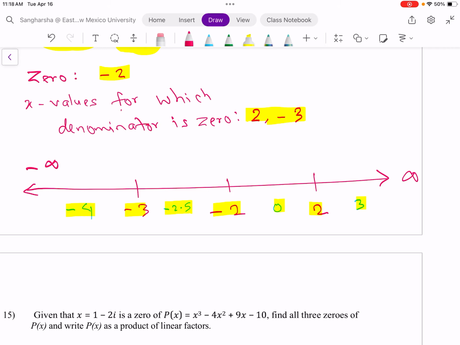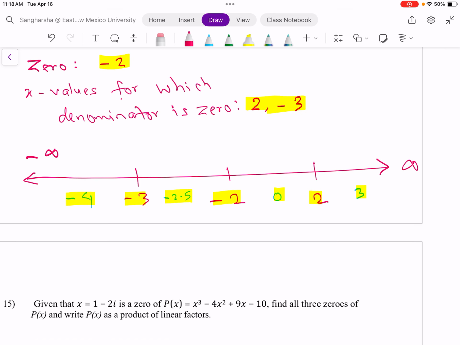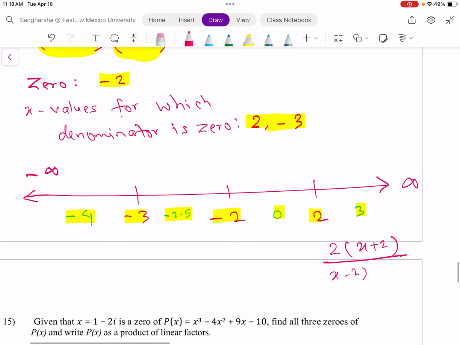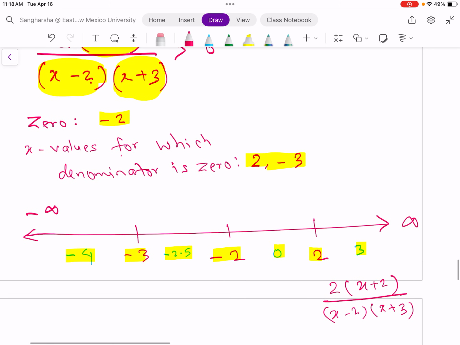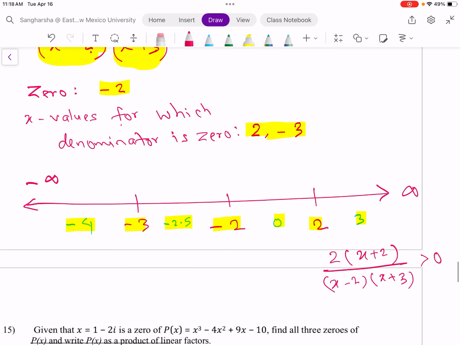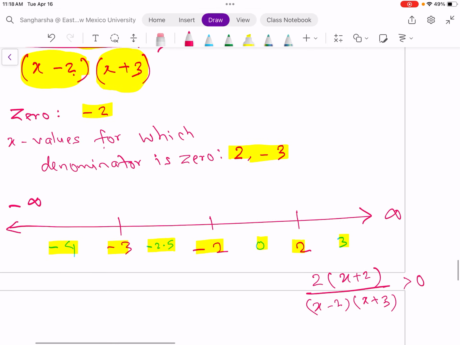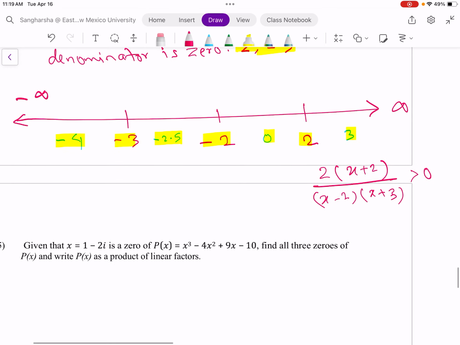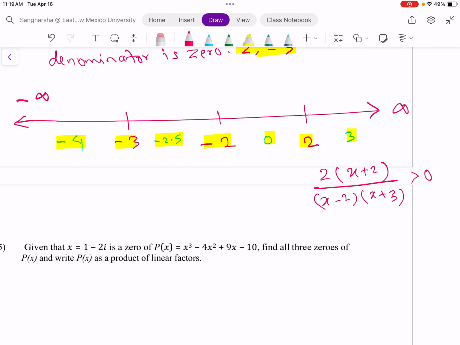So let me write down the inequality. I'm going to use the factor form, so it's going to be easy for us. We have 2 times (x plus 2) divided by (x minus 2) times (x plus 3) greater than 0. You can use this one, or you can use this also. It doesn't matter; these two are the same, only their form is different. Now let's check whether negative 4 is a solution for this inequality or not.